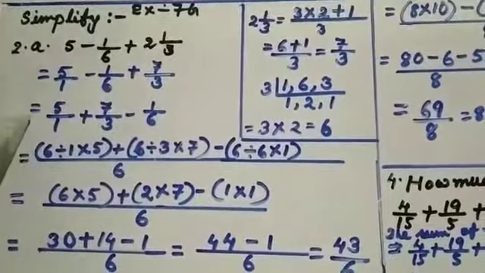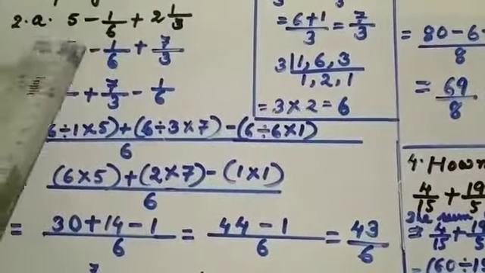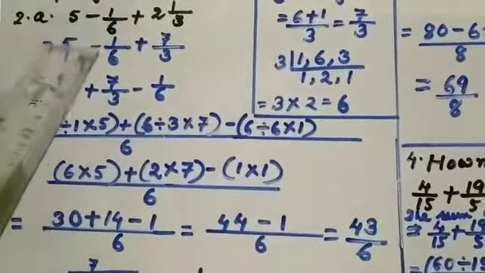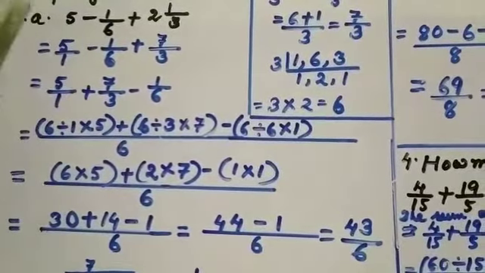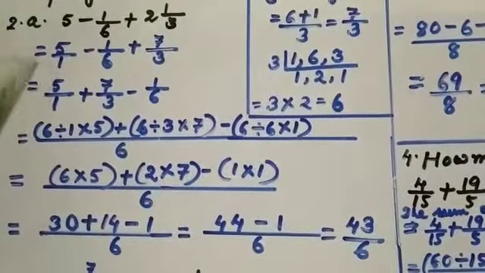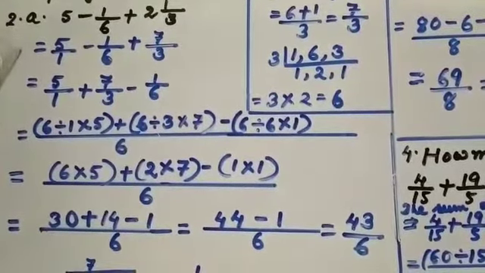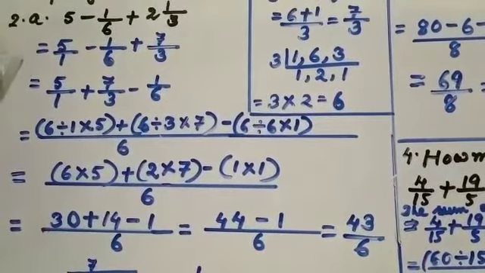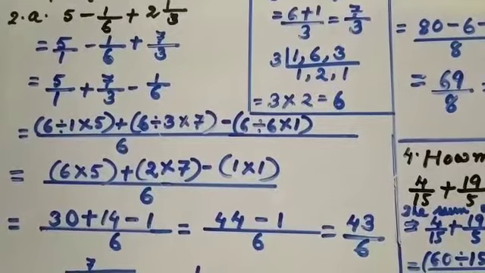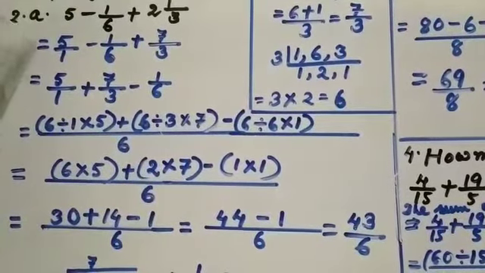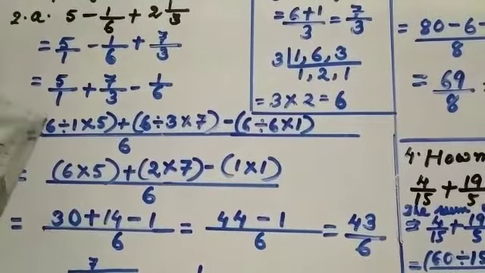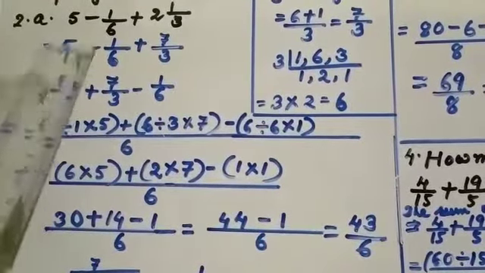Now here what you are getting, first minus, after that plus. In the simplification sum, first you have to do the addition work, after that the subtraction. So as you are not getting any symbol or any sign before the first number 5 by 1, you have to think in your mind that this number is having plus sign. Okay, so 5 by 1, you will add first the numbers.